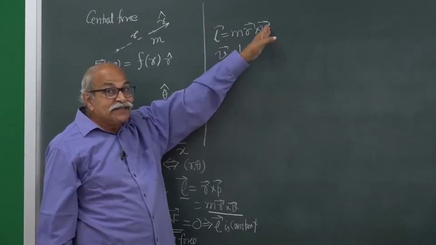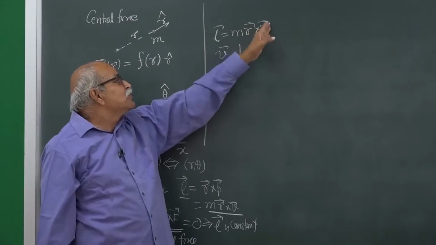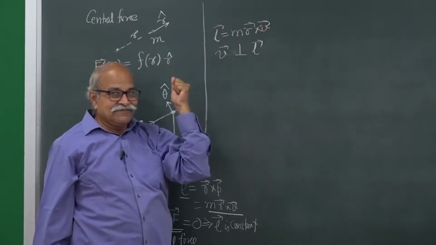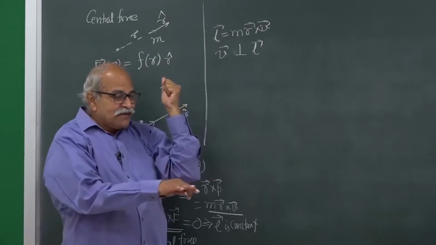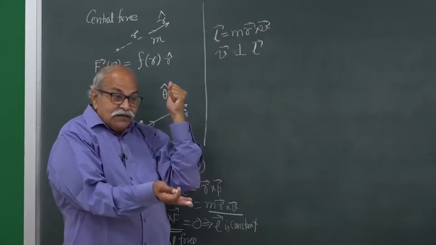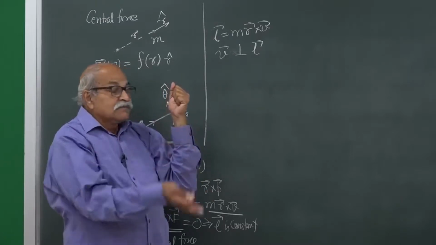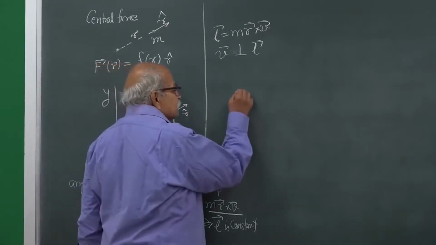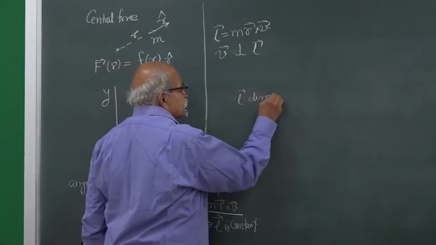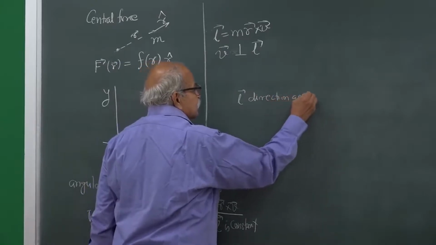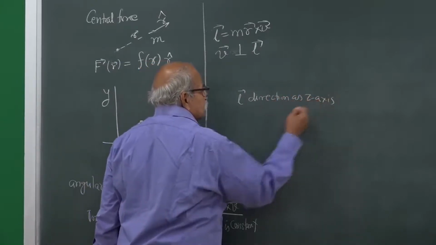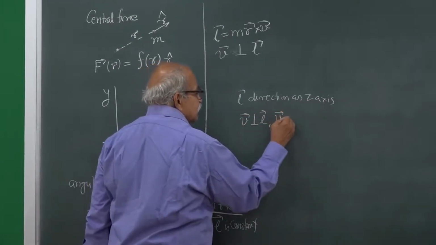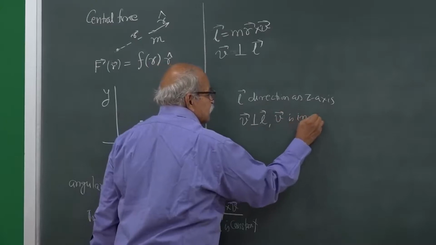I am interested in the second part. L is perpendicular to v. So, v is perpendicular to L, and L is a fixed vector. So, the particle does not have any component of velocity along this L direction. If I call this L direction as the z axis, v is always perpendicular to L, that means v is in the xy plane.